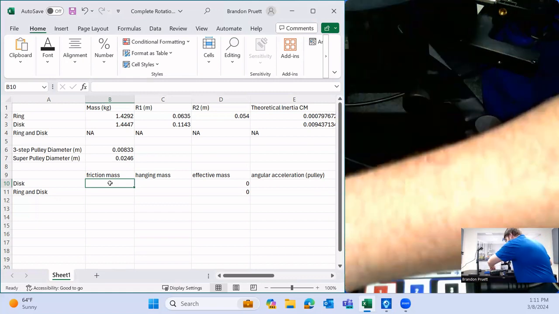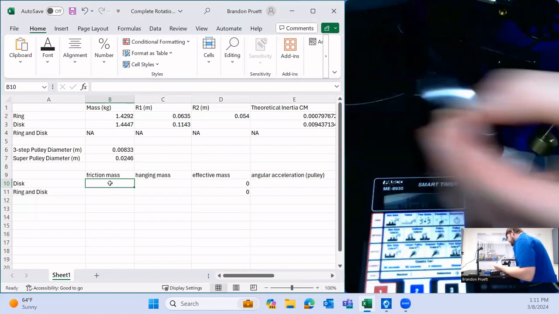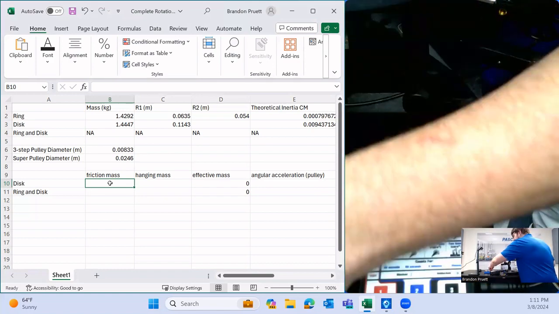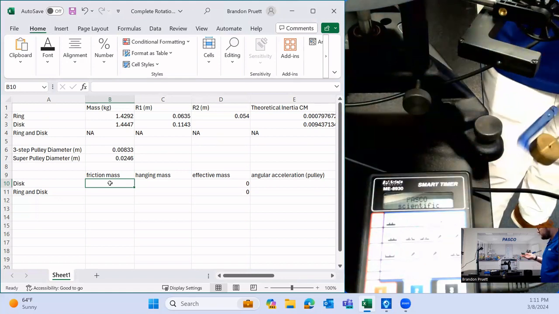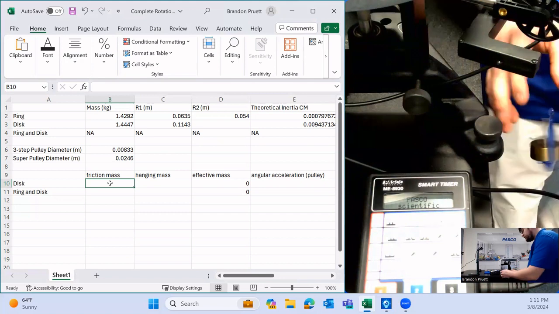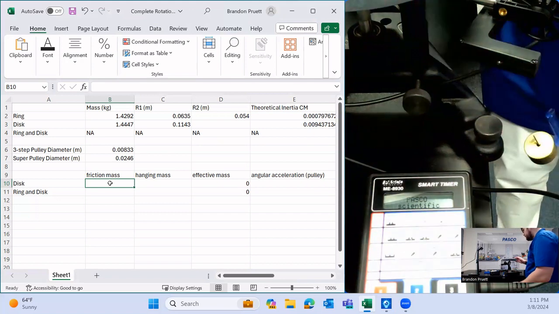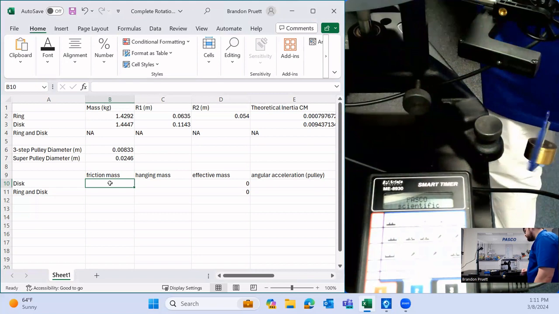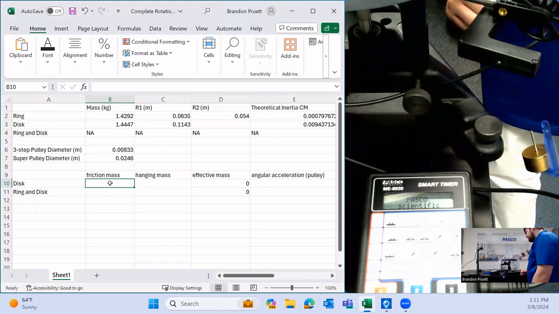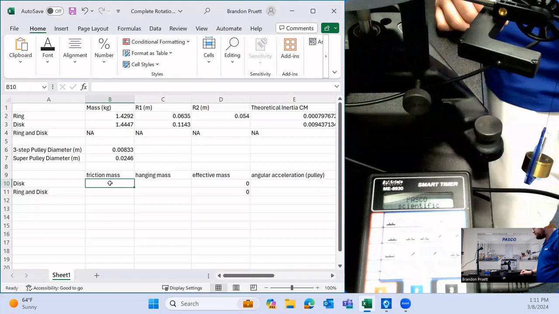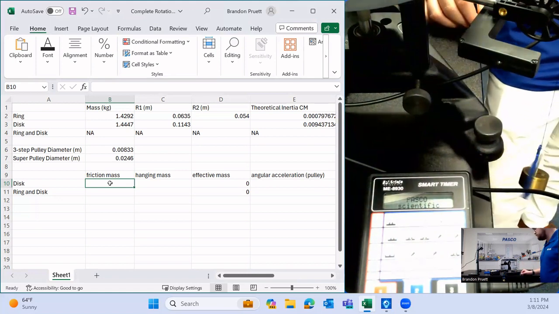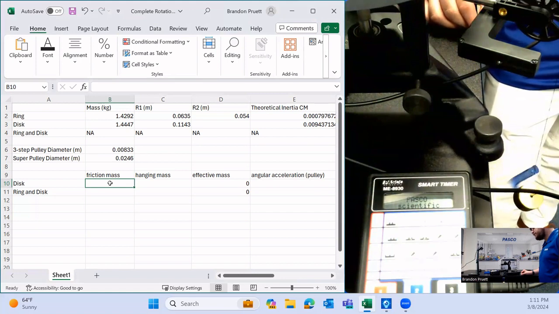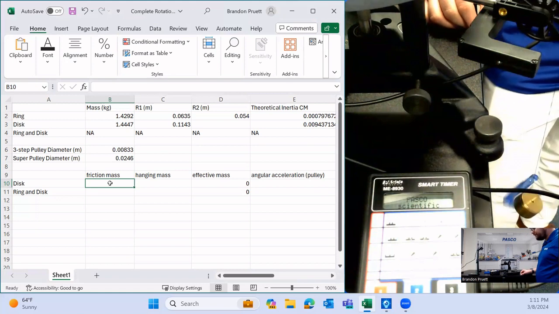So 100 grams is not going to do it. The way you test this is to just give it a little push. And if it stops, we need to add more mass. Give it a little push. And if it appears to keep rotating at a constant velocity, which it appears to be doing right here, it's really close to constant. Okay.